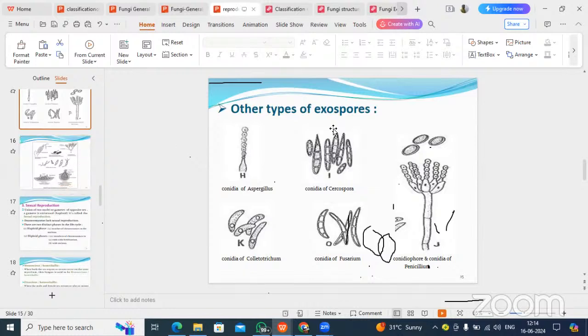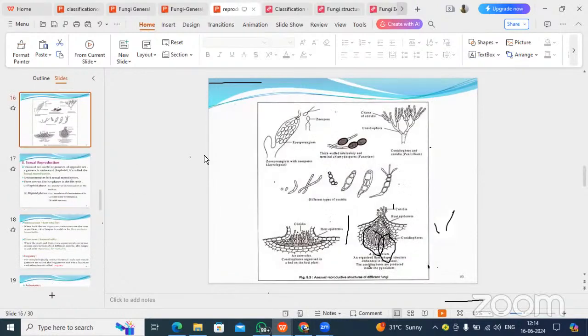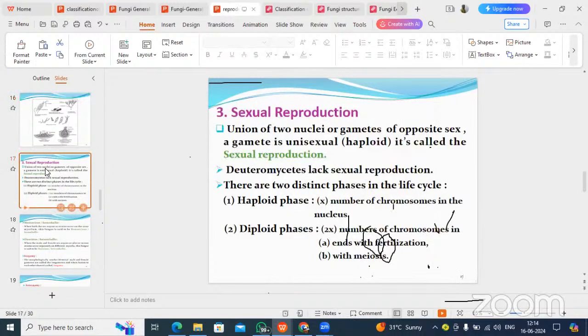Okay, you see the exospores, various types of exospores. You can see how in Penicillium the spores are released from the cleistothecium fruiting body, how the spores are released from the apothecium fruiting bodies, and from the perithecium fruiting body. They are released from the inside, or these are outside. These are the various types of spores that are there.